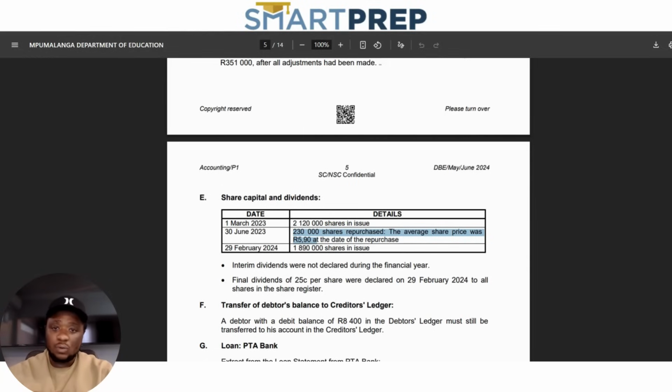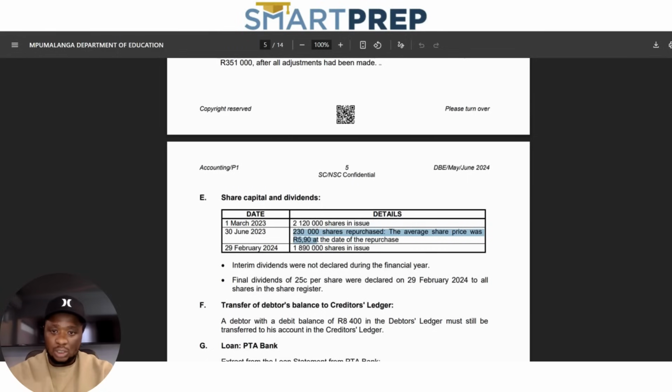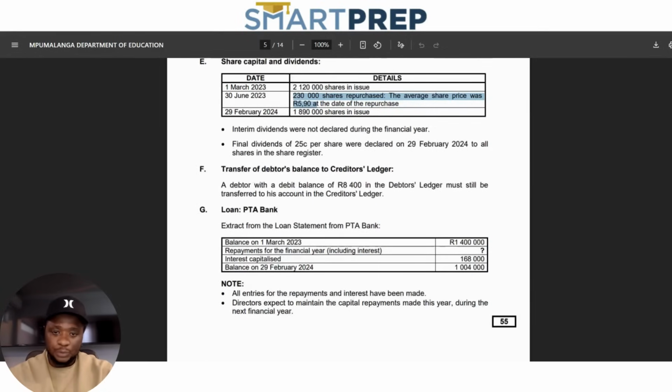So let's then move into the next part of this statement of financial position and look at the loan at PTA Bank. Let's look at the information relating to the loan. So what do they say? They say extract from the loan statement from PTA Bank. The balance of the loan on 1 March, so at the start of the year, was 1,400,000, and then at the end of the year, it's 1,004,000.